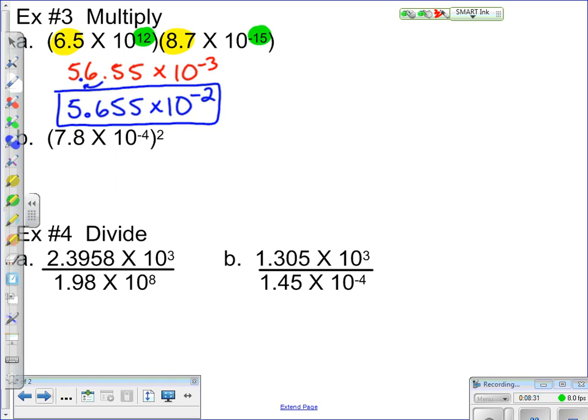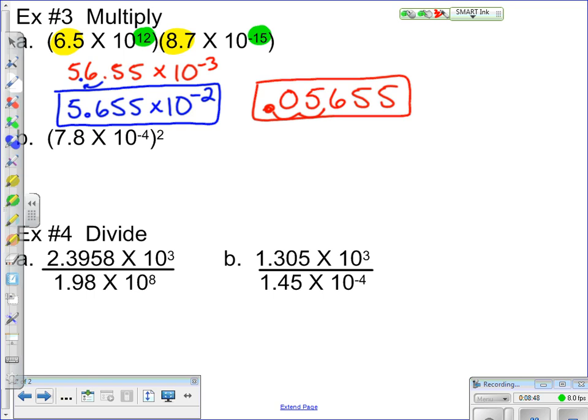Now, make sure that you can write the number both scientific or standard, because on the homework that I assigned for this, I'll expect you to write it both ways. So to put this in regular, you're going to have to move the decimal 2 places. So it's currently here. Move it 1, 2. So make sure you can move the decimal 2 places and write the answer in standard and scientific.